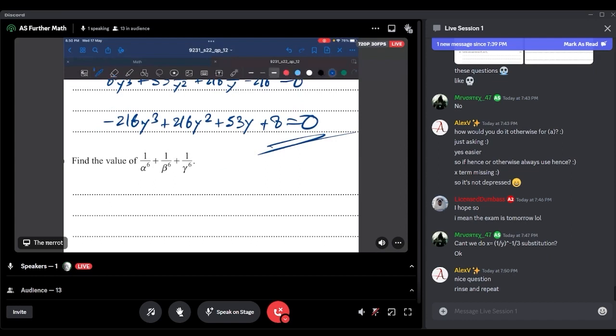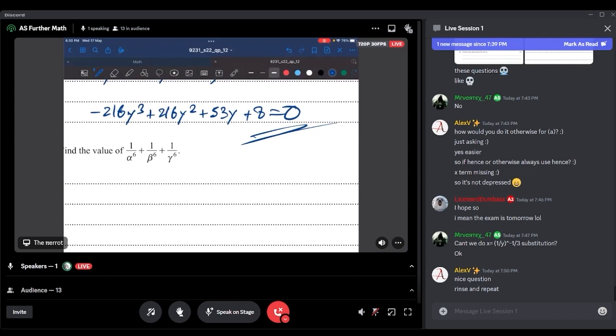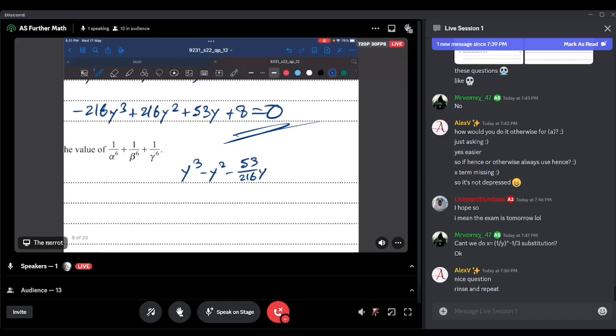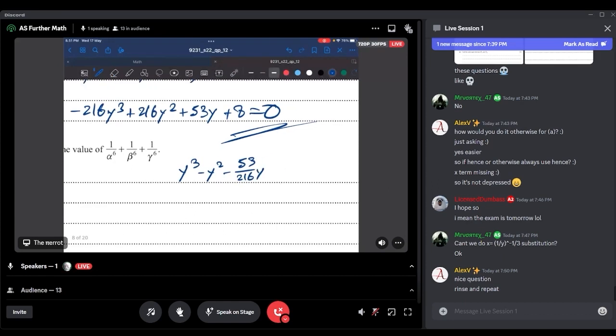Right, so before we begin, we want to have a monic polynomial first. That is, we want a coefficient of 1 here. So we just divide both sides by negative 216. So you have y cubed minus y squared minus 53 over 216. Yeah, it's a very ugly number. And then, what's 6 divided by 216? 1 over 27 equals 0.